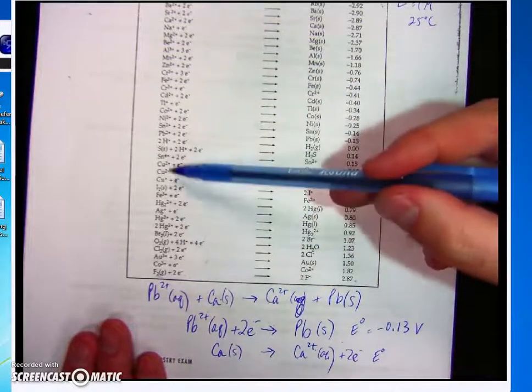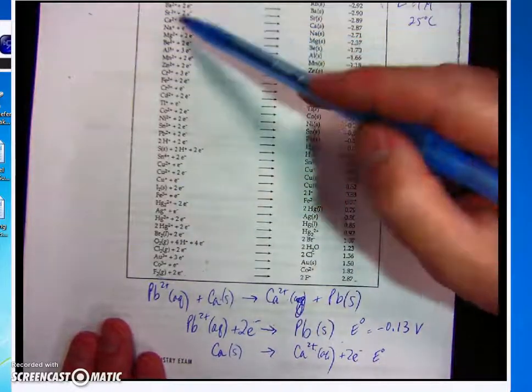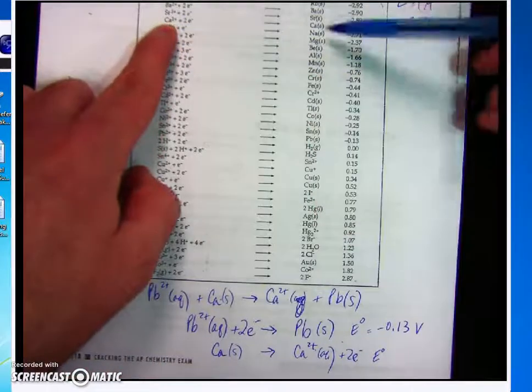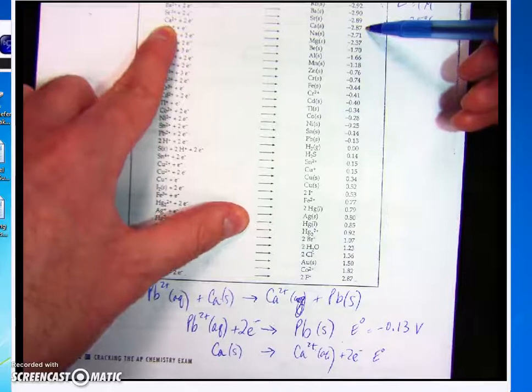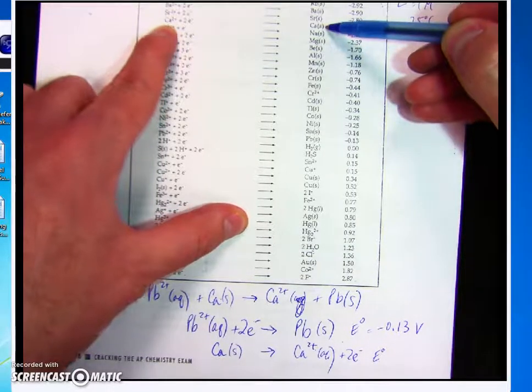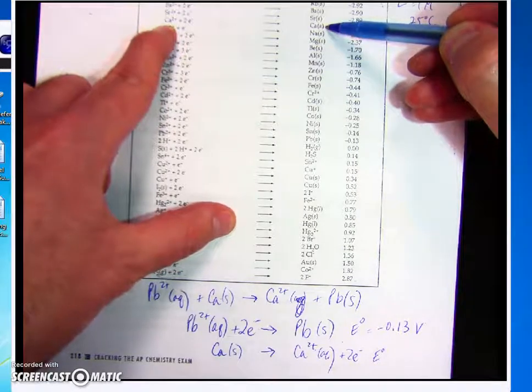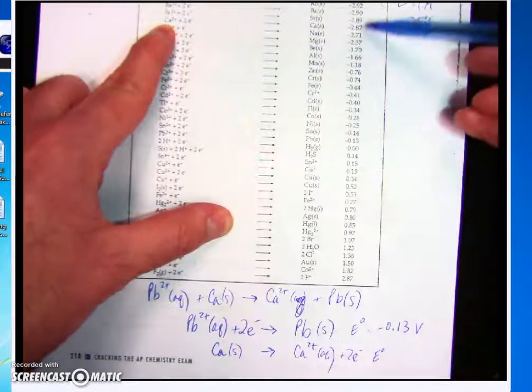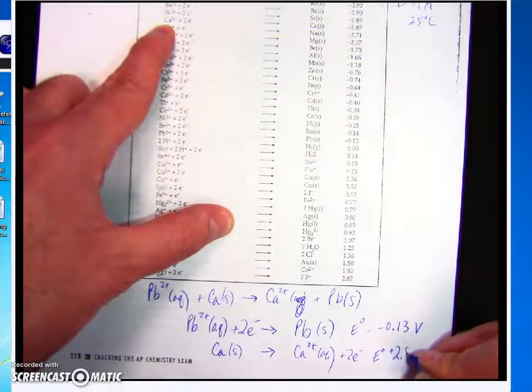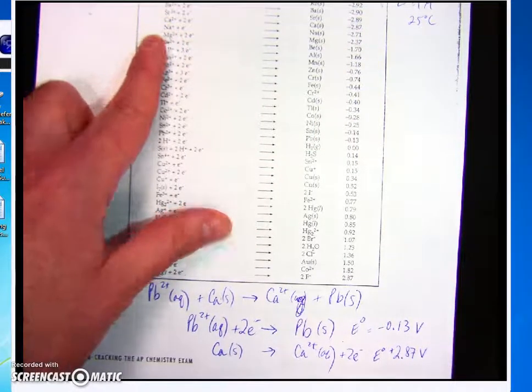When I look at the reduction potential above, I see calcium here. Notice that in this direction it's shown as negative 2.87. I need to reverse this sign because I'm actually writing this equation in the opposite direction. So when I reverse the equation, I change the sign to positive 2.87 volts.